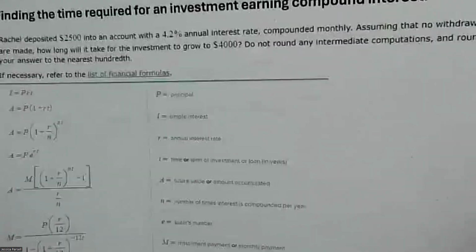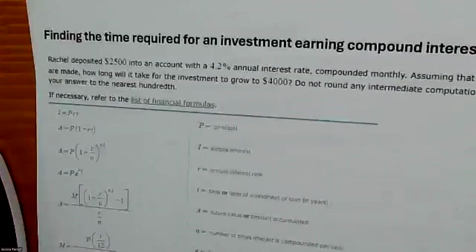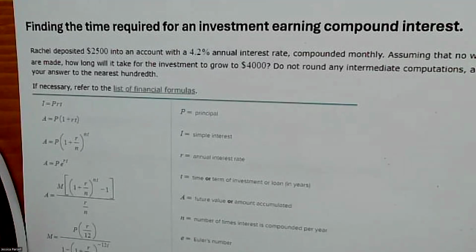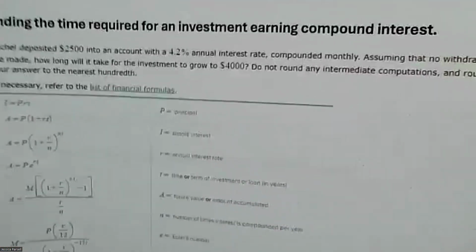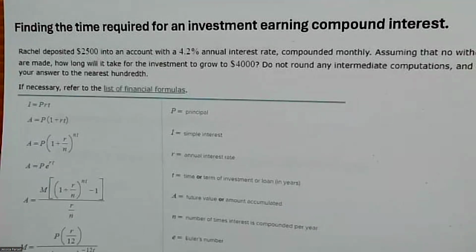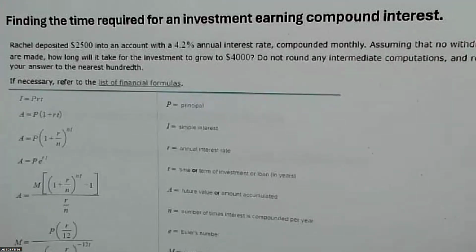I think we're on our last problem. Yay, we are. We've made it. Okay. So we're on the last problem. Let me just make this a little nicer here. Finding the time required for an investment earning compound interest. Okay, this is probably the hardest one out of this entire week 14. There's algebra involved, but we're going to do this. I'm going to walk you through it.